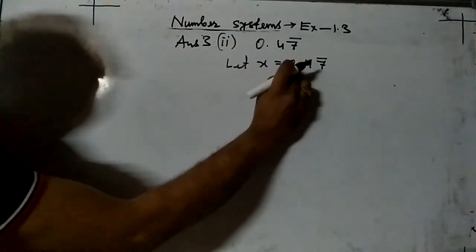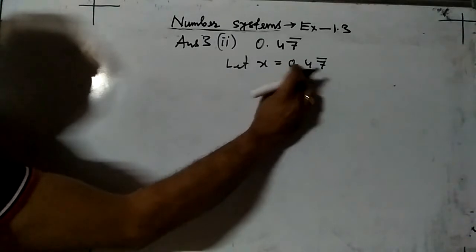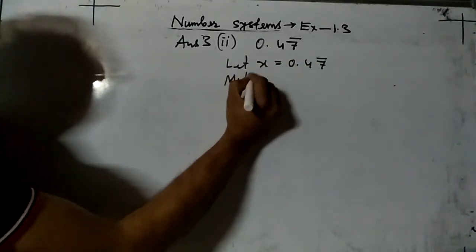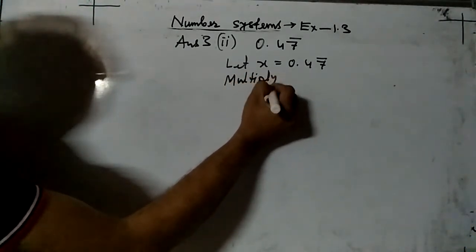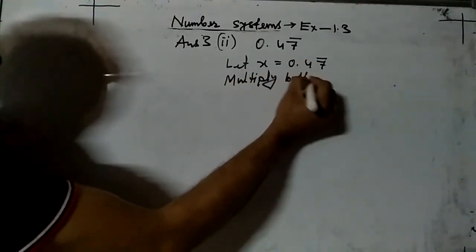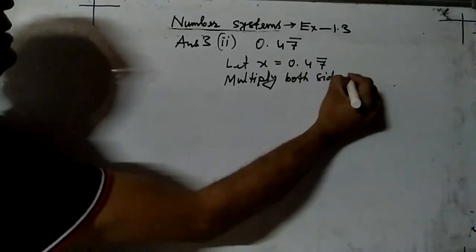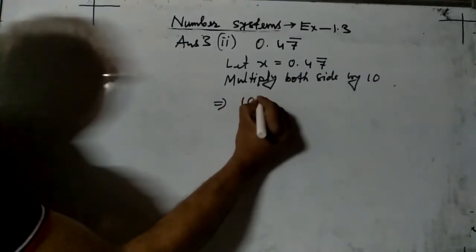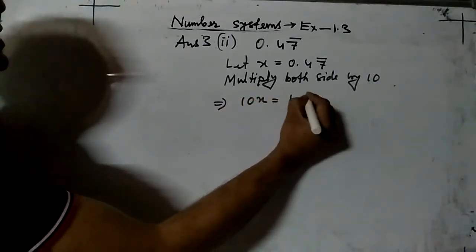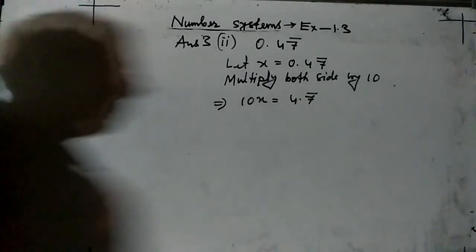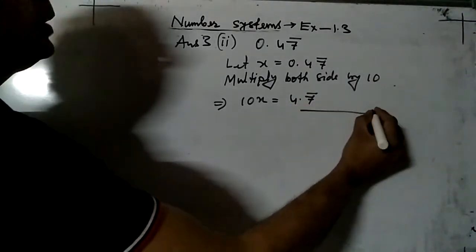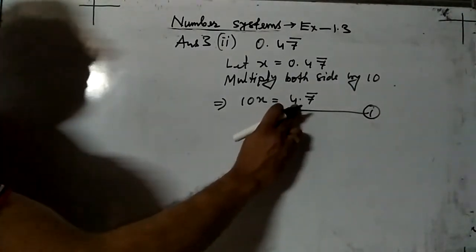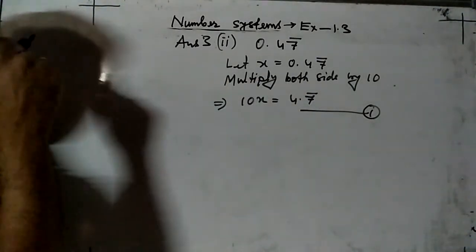If you want to bring the point here, then you have to multiply both sides by 10. Then 10x equals 4.7 bar. Now this will be equation number 1, right? 10x equals 4.7 bar. This is equation number 1.